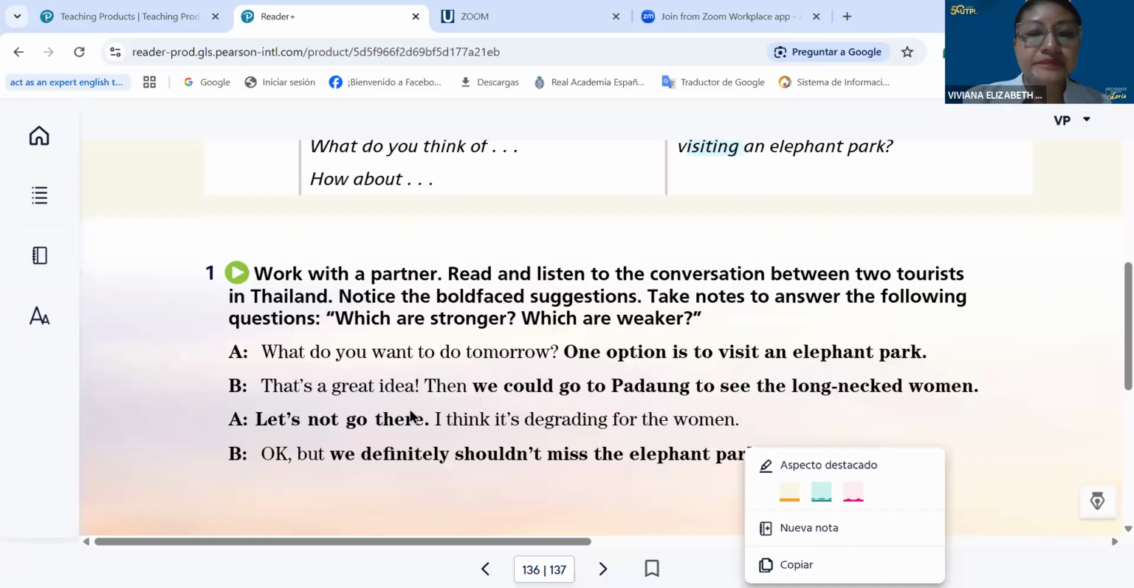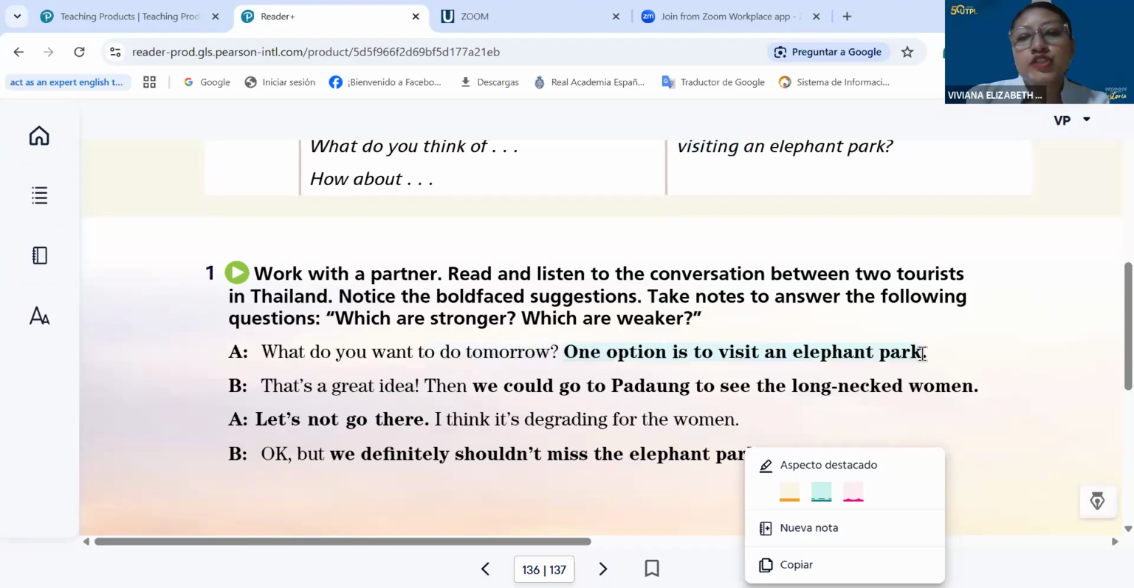Well, let's practice here. Are there questions before we continue? No, I don't think so. Okay. Well, we're going to practice here. You are going to read this conversation. You are going to take turns in order to read this conversation. But the idea here is that you are going to answer which are stronger and which are weaker. Which of these suggestions, how you can identify the suggestions, because they are in bold.